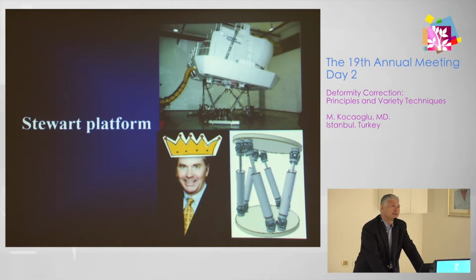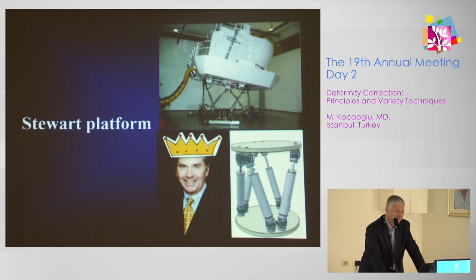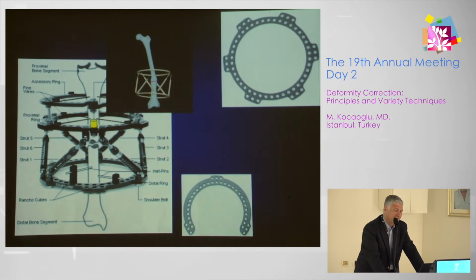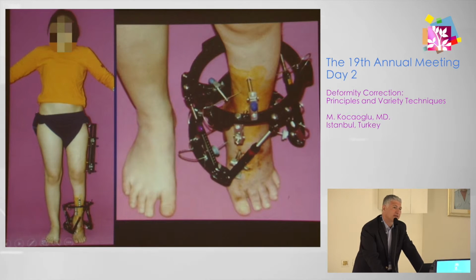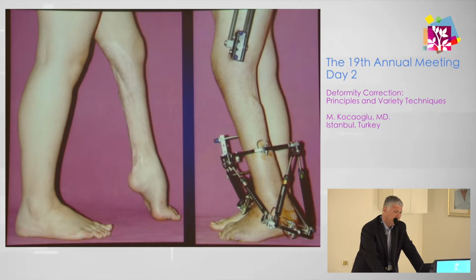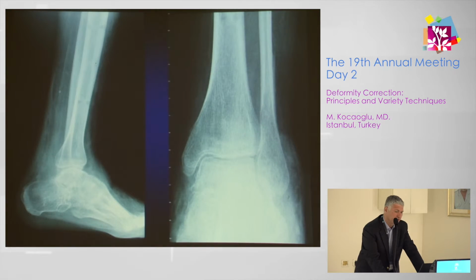So Dr. Taylor came to the arena with the hexapod and changed the rules of the game. Then we started to use hexapods. This is one of my patients, a girl with a burn scar structure, who has an equinus deformity that we corrected with a hexapod frame. You see, she also had a shortening in the femur. We lengthened the femur as well at the same time. You see the position of the foot, and this is the final position.